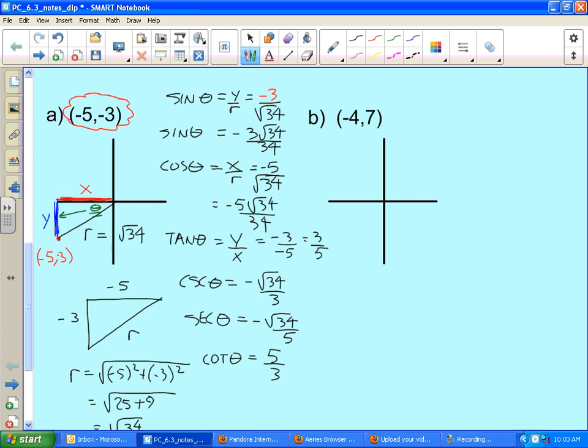And the hypotenuse has now been written as r. So that's why sine is y over r. It's still opposite over hypotenuse. You just changed the name. Opposite is a y and a hypotenuse.